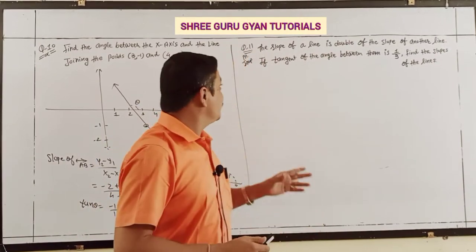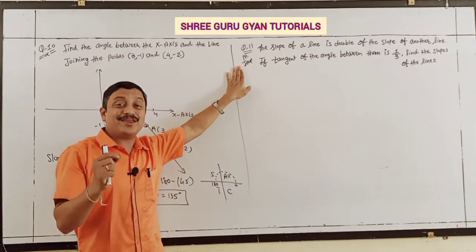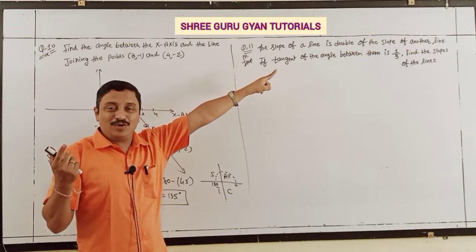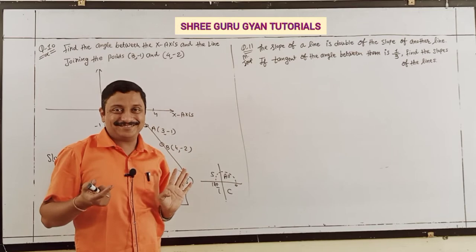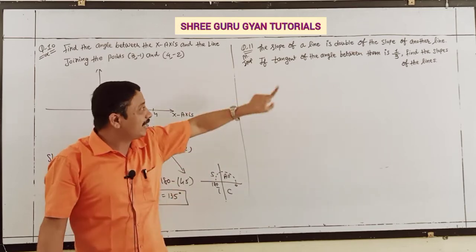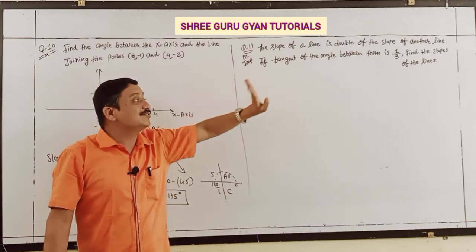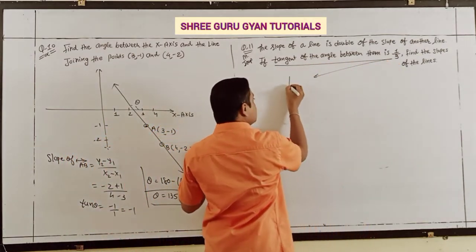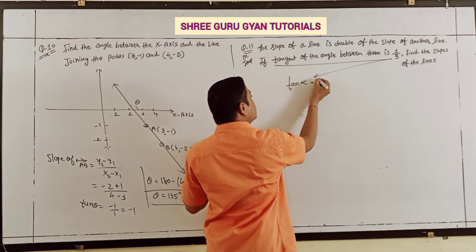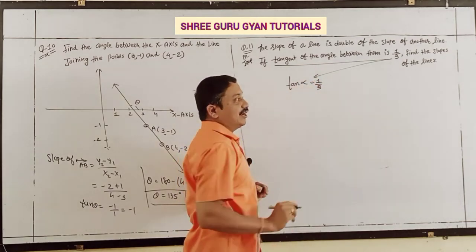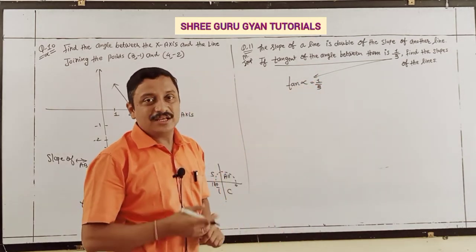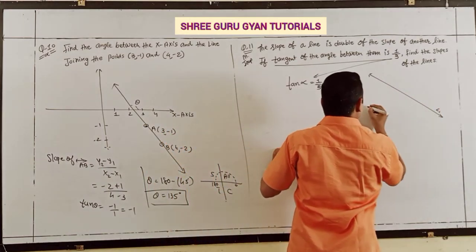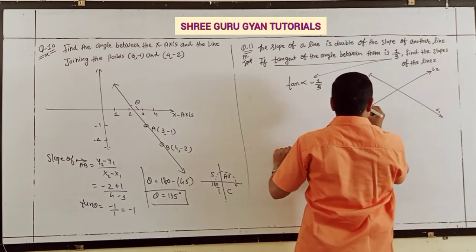Now, students, coming to question 11, which is very important. The slope of one line is double the other line. It means two lines are given, and the tangent of the angle between them is 1/3. Find the slopes of the two lines. So I consider these as my two lines, L1 and second, L2, in the coordinate plane.